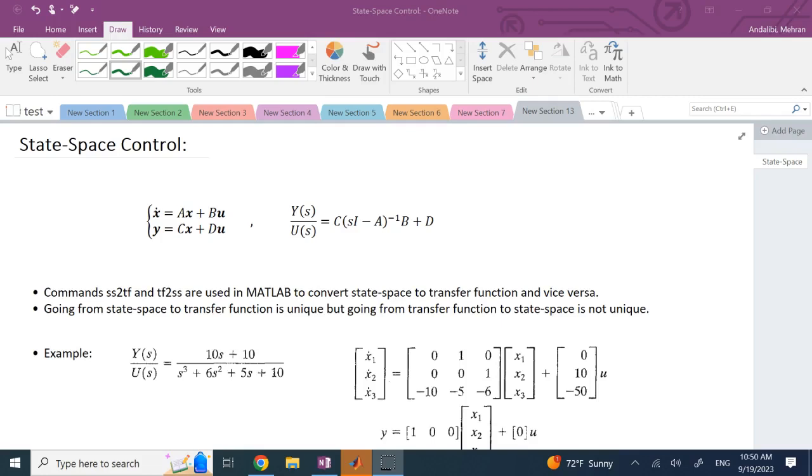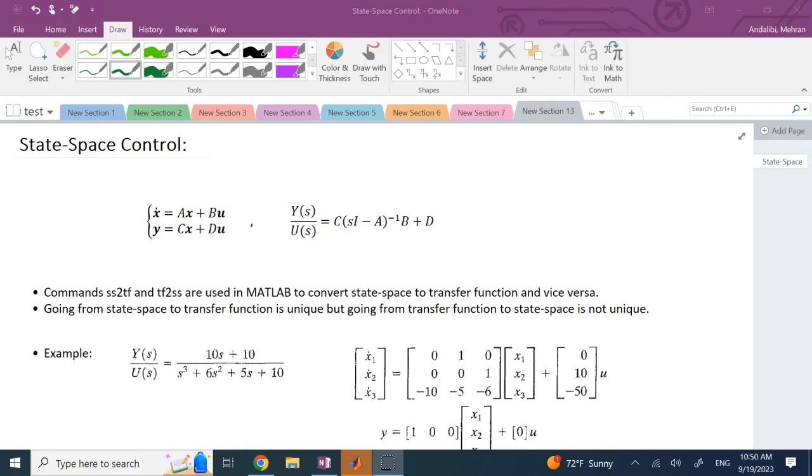Or you can show it in the state space, where you have the system dynamics x dot equals Ax plus Bu, a bunch of first order differential equations, and the output, which is y equals Cx plus Du. u is the input signal or signals, and x is the vector of the states. X are the states of the system, and y is the output.